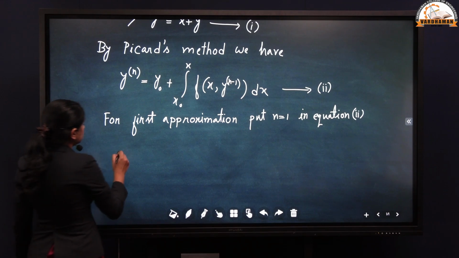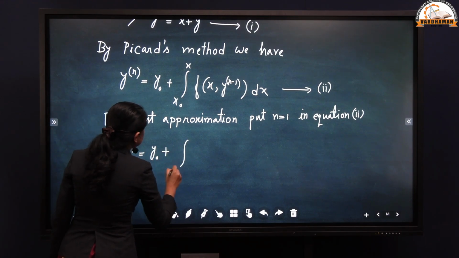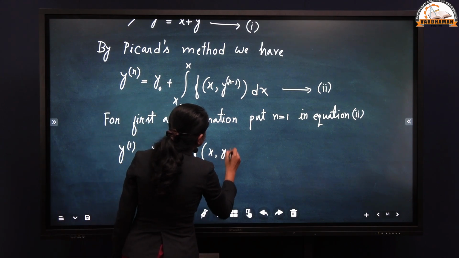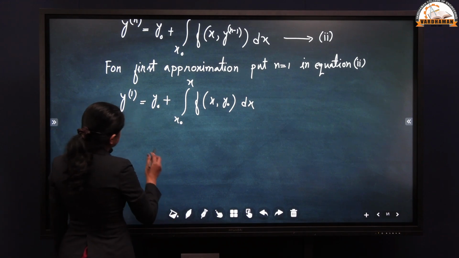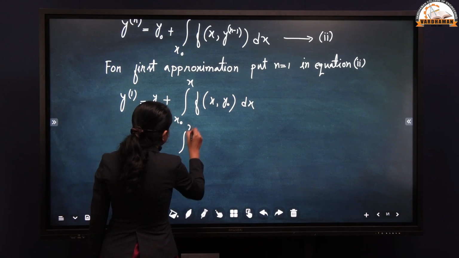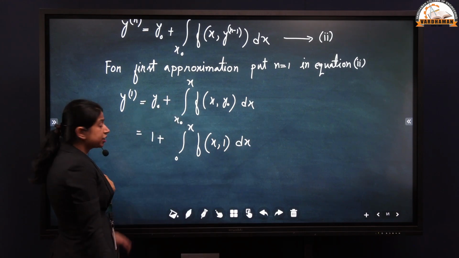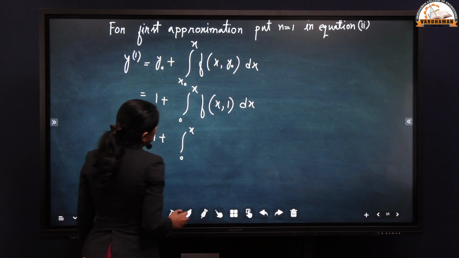So we will get y1 is equal to y naught plus the integral from x naught to x of f of x comma y naught dx. Now let us put the values of y naught and x naught. y naught is 1 and x naught is 0, so y1 equals 1 plus the integral from 0 to x of f of x comma 1 dx.